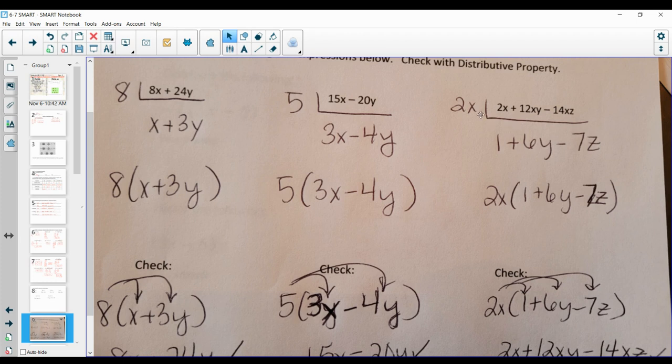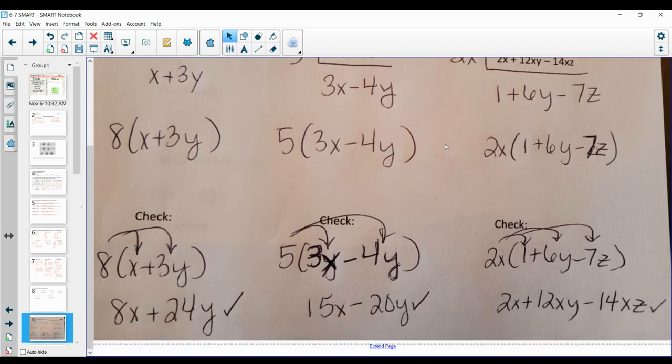That final one, you could take out the number 2, but you could also take out the variable x. If you chose to do them separately, that's fine, but you had to take out both of them. If you only take out one, it is not correct. You need to take out the greatest common factor, which is 2x.